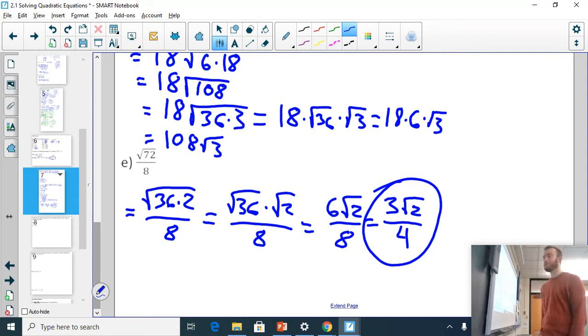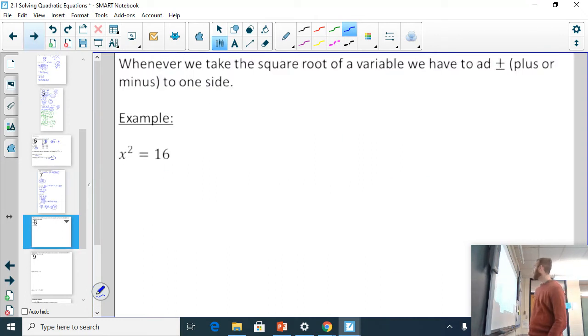So that's just a preview so that we know how to simplify radicals super quick, because that's what Delta Math is going to want for these. So whenever we take the square root of a variable, we have to add plus or minus. So if we were to solve x squared equals 16, I could say let's take the square root of both sides. And as soon as I do that, I have to say plus or minus, right? So x equals plus or minus square root of 16, which is 4.